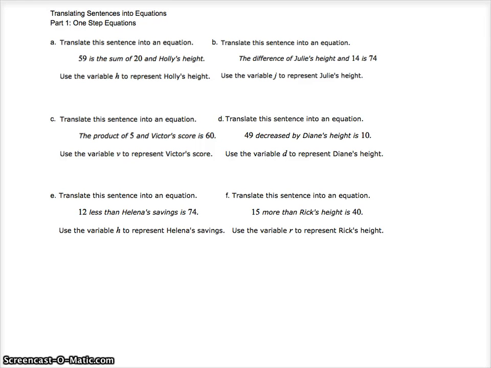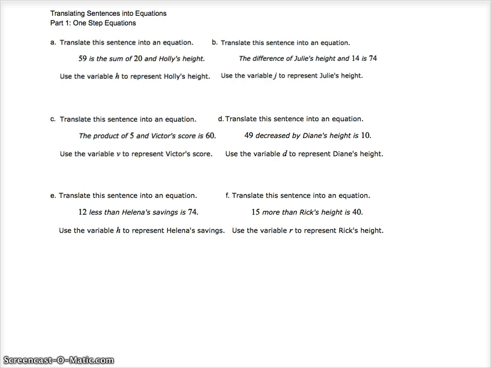Hello, welcome to the video for translating sentences into equations. Part 1, we're going to look at one-step equations. Letter A says, translate this sentence into an equation. 59 is the sum of 20 and Holly's height. Use the variable h to represent Holly's height.